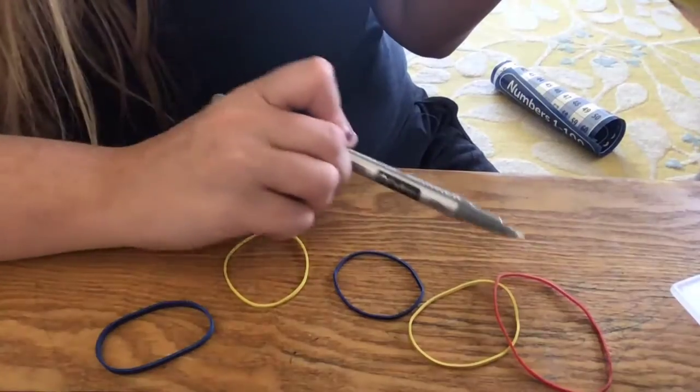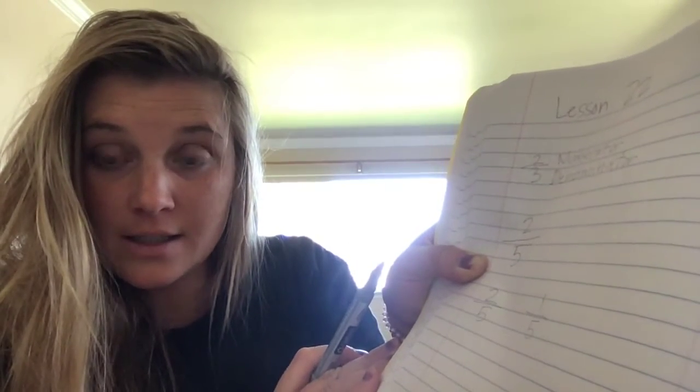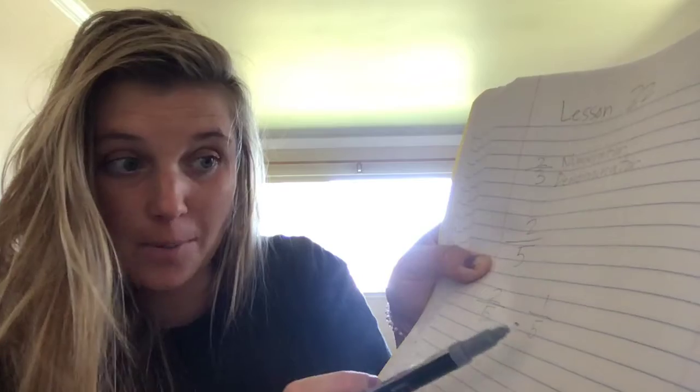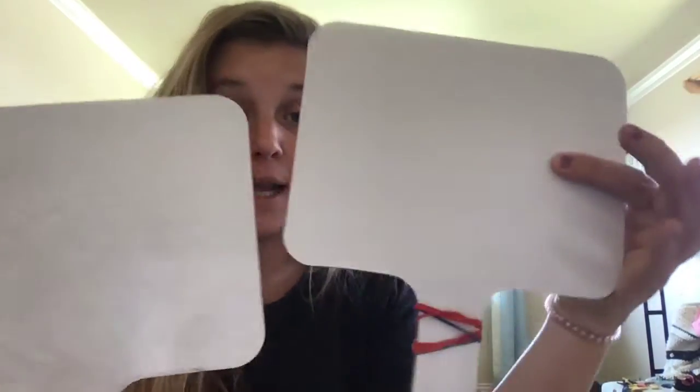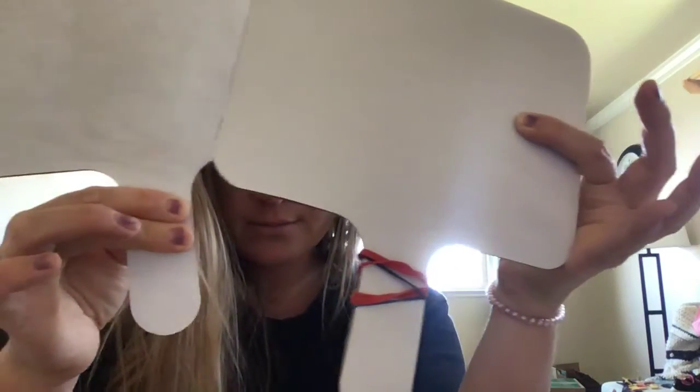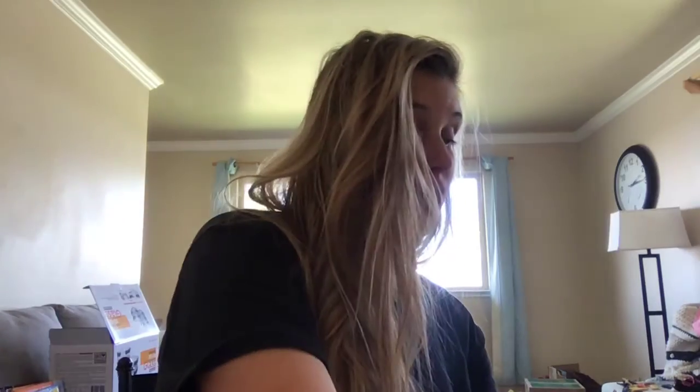Now let's look at our rubber bands. How many are red? 1. 1/5 of my rubber bands are red. 1 of 5, right? My numerator is 1, my denominator is 5. Okay, let's watch this one now. I have these 2 whiteboards. So what is my whole? What is my denominator? How many whiteboards do I have? 2. So my denominator is 2. Can you write down 2 for your denominator?